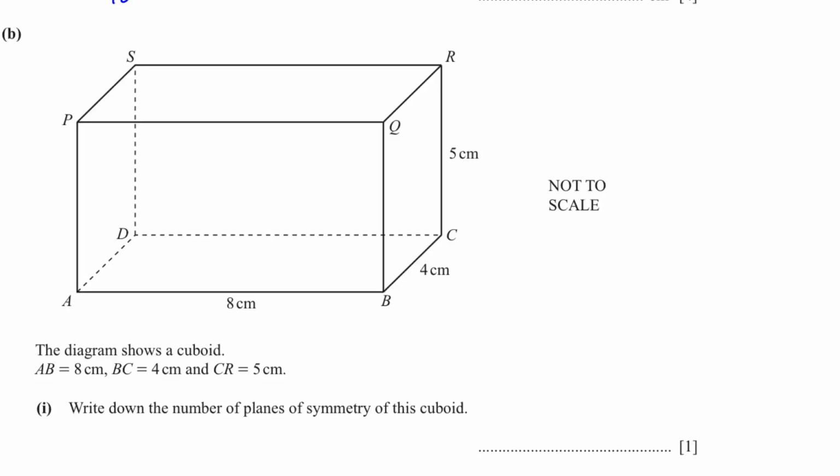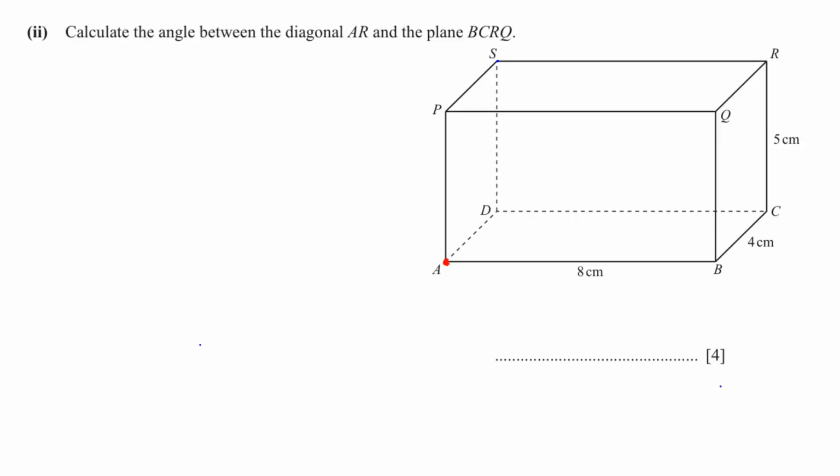In this part of the question, we have been given a cuboid. Write down the number of planes of symmetry of this cuboid. The number of planes of symmetry of a cuboid is 3. You can see that we can divide it like this, or like that, or from the middle we can cut it into 2 parts. So there are a total of 3 planes of symmetry.